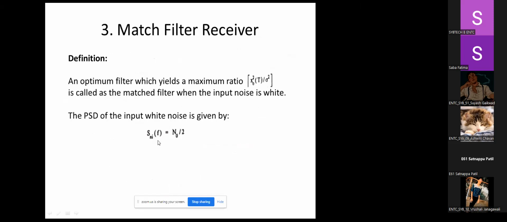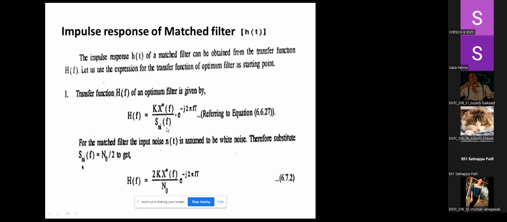Here we have seen S_Ni(f) is the power spectral density of the white noise given in the frequency domain, into e raised to minus j 2 pi ft. Then for the matched filter, the input noise n(t) is assumed to be white noise. So therefore, what will we substitute? We will substitute S_Ni(f) equal to N0 by 2. So when we substitute Sn(f) as N0 by 2, we get the transfer function of an optimum filter as 2k X conjugate of f divided by N0, into e raised to minus j 2 pi ft.